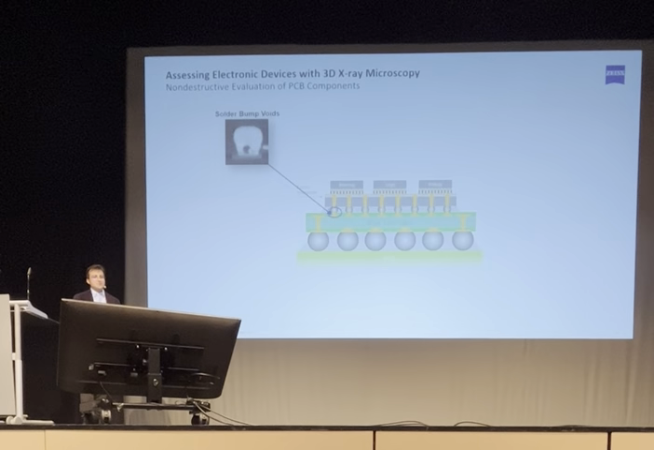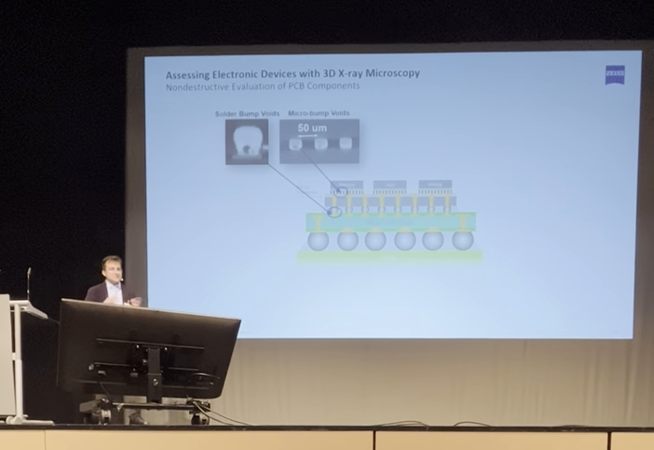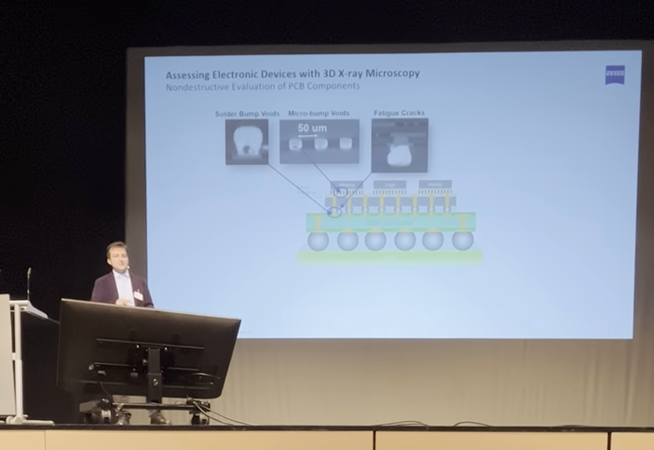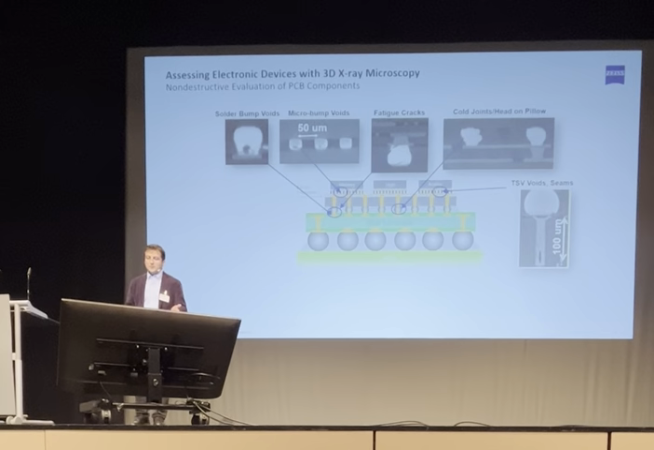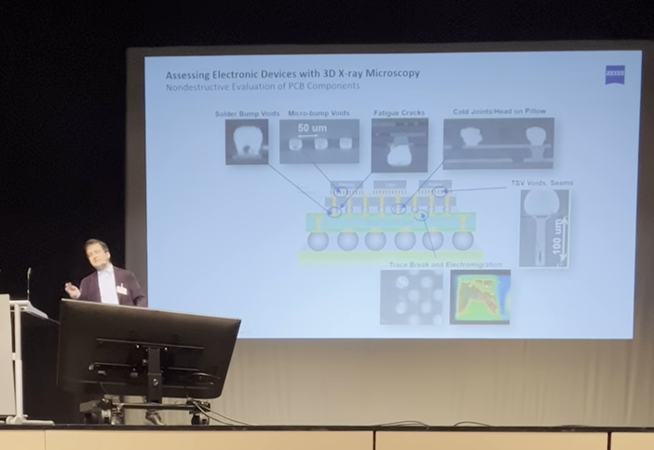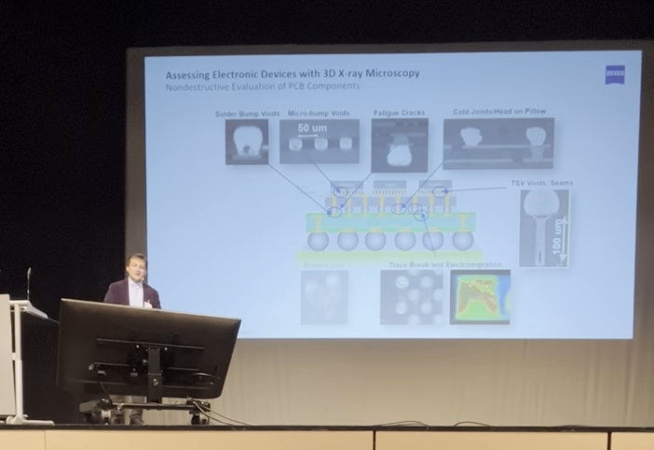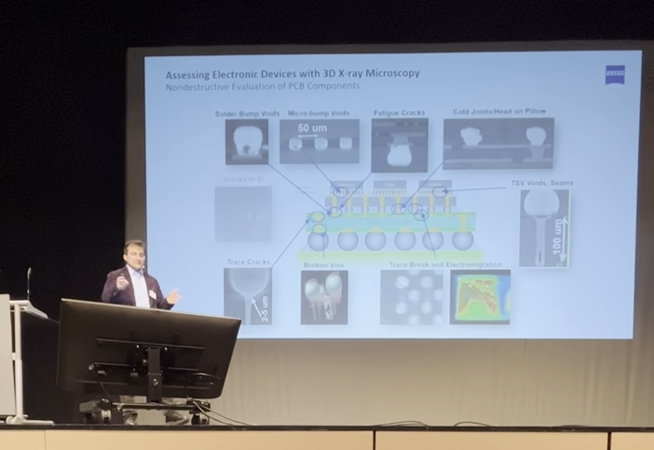And this is how you will scan PCBs or circuit boards to see any kind of solder bond voids, micro bond voids, fatigue cracks, cold joints, head-in-pillow defects, maybe traces of electromigration, and some broken vias, and trace cracks or cracks in the silicon layers.